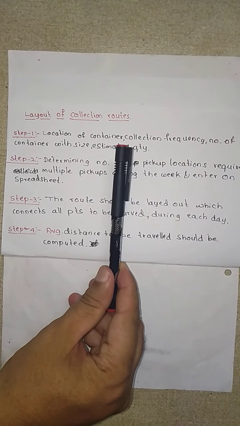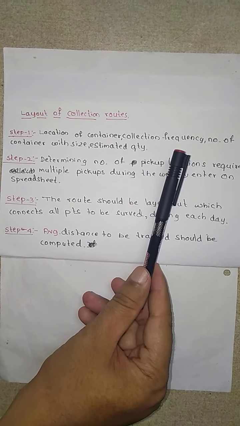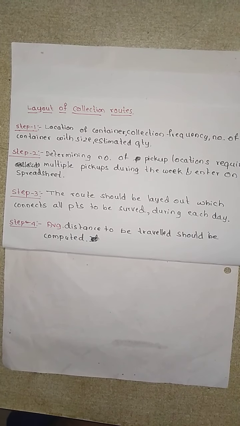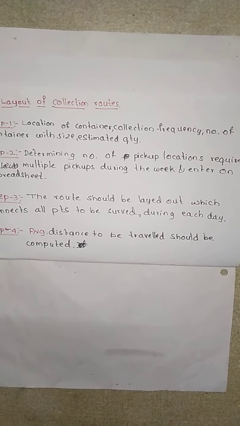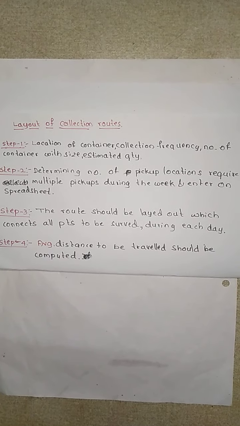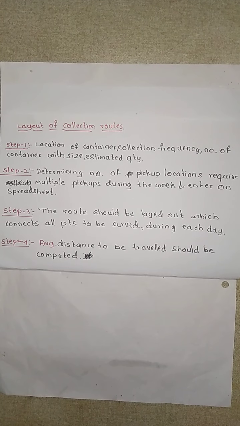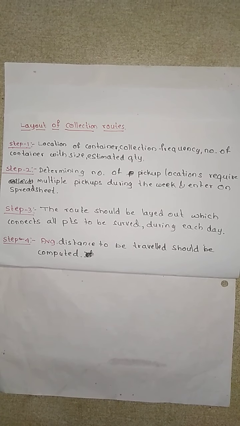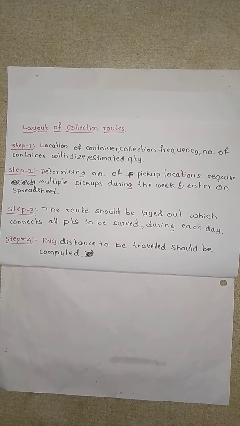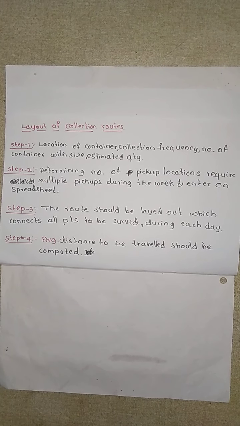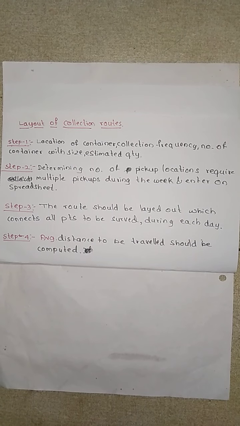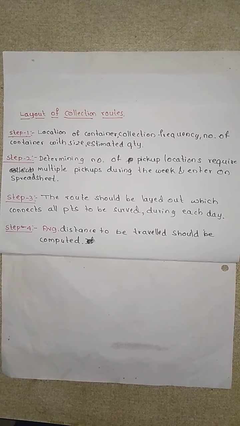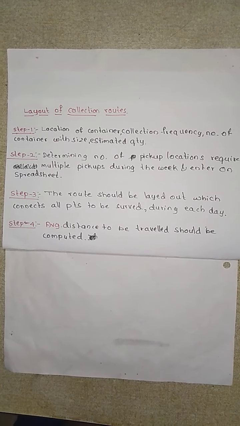The location of containers, then the collection frequency, then the number of containers with their size, and the estimated quantity of waste in that particular area, how much. All these things have to be worked out. For a smaller area which is going to have 20 to 30 pickup points, there is no need to divide the area into smaller areas. For larger areas, we need to divide that larger area into smaller sections, and then do the layout of the collection, and gather all this information.